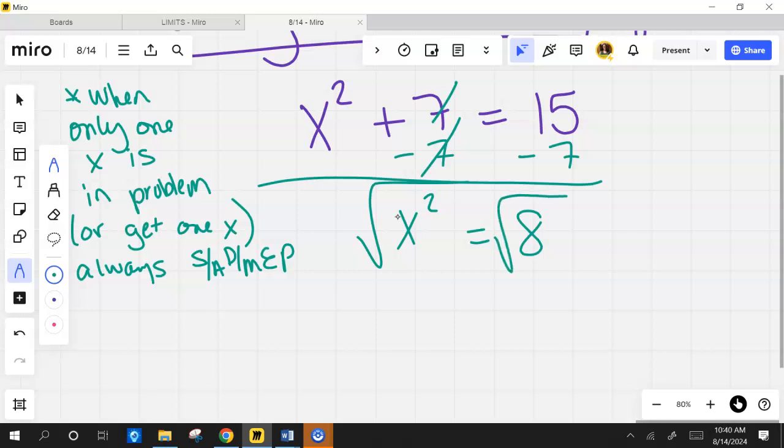This is, I almost called you Carter. This is Grayson's favorite radical to simplify. Do what? Oh, I didn't tell you. I'm sorry. That's right. Good.